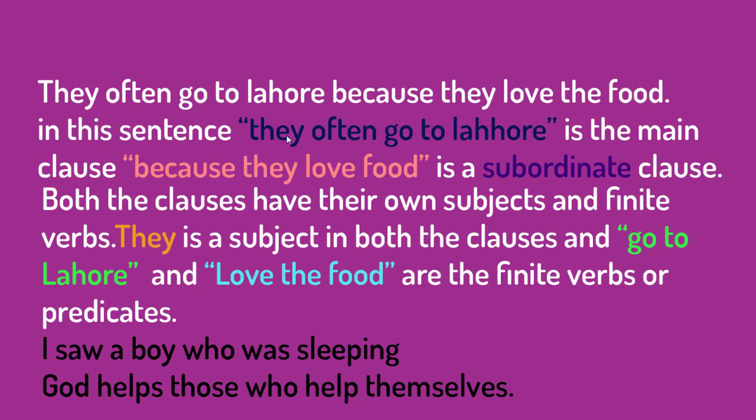In this sentence, they often go to Lahore is the main clause. Because they love the food is a subordinate clause. Both the clauses have their own subjects and finite verbs. There is a subject in both the clauses, and go to Lahore and love the food are the finite verbs or predicates. For example, I saw a boy who was sleeping. God helps those who help themselves.